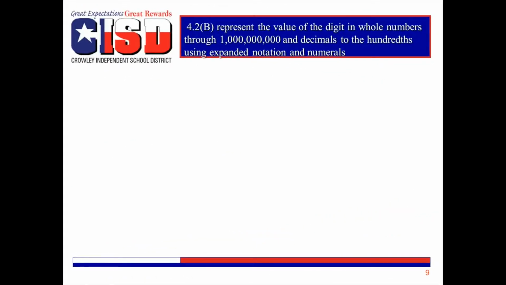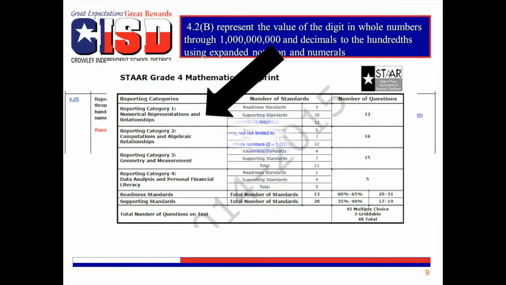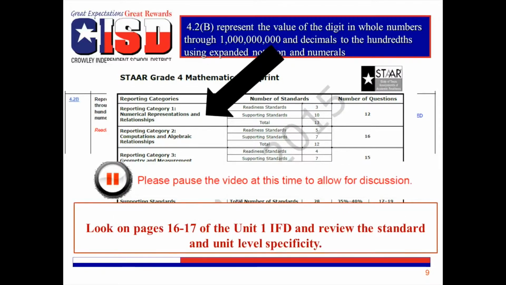Now let's focus specifically on the hotspot. As you can see, this is a readiness standard. This standard is part of Category 1, Numerical Representations and Relationships, which makes up approximately 30% of the STAR Blueprint assessment. Please take a moment to pause the video to look on pages 16 and 17 of the Unit 1 IFD and review the standard and unit level specificity.